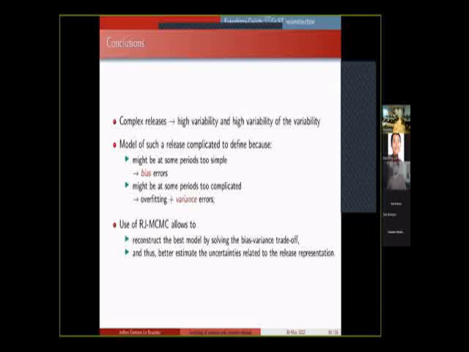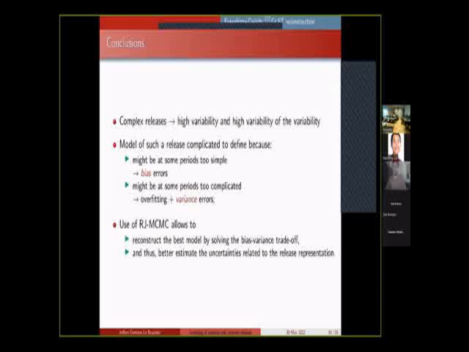It might be at some periods too complicated, which would imply overfitting plus variance error. And so the use of this reversible jump MCMC allows us to reconstruct the best model by solving the bias variance trade-off, and thus to better estimate the uncertainties related to the release representation.